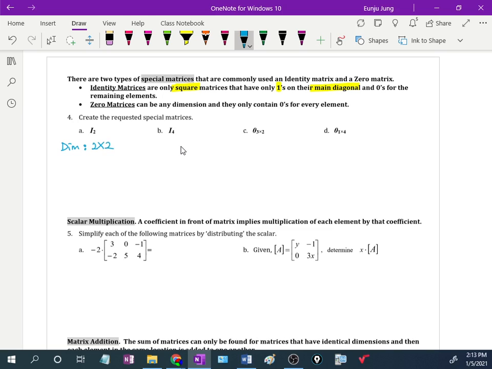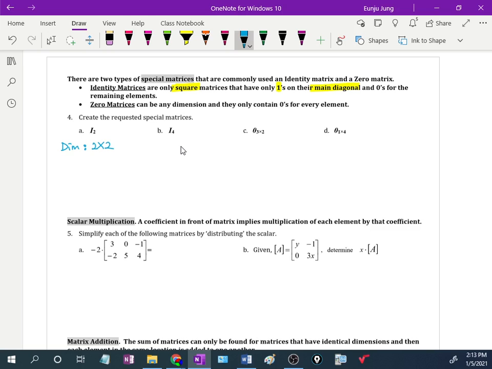How do you get that 2? Because we know this is a square matrix from the name, right? It's identity matrix. I stands for that. And we have 2 as a dimension. That means the matrix will be 2 by 2.